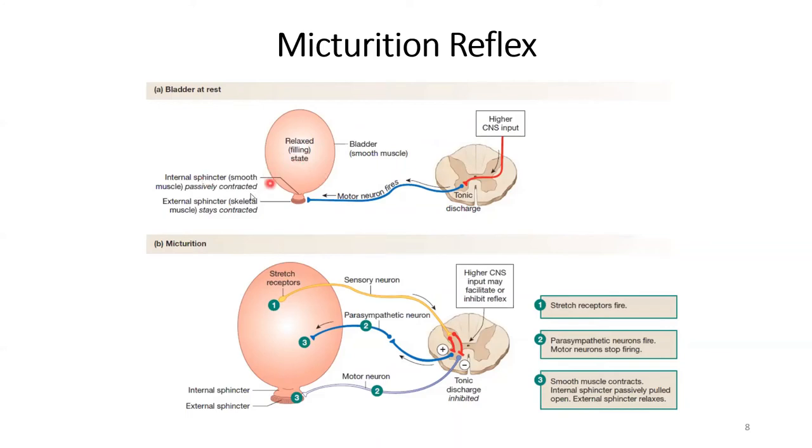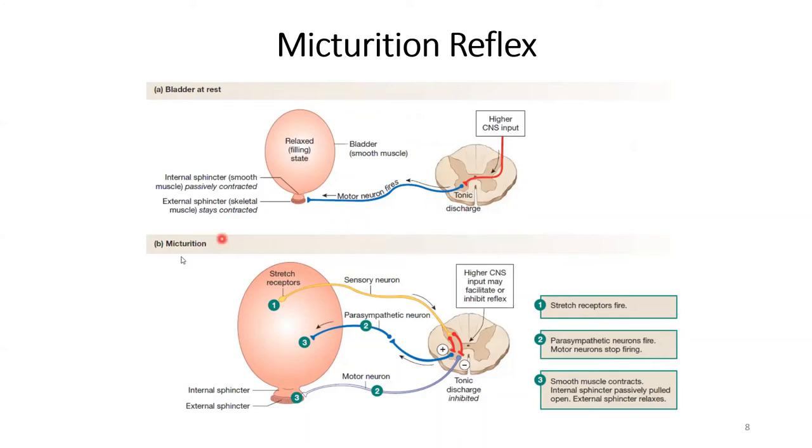The internal sphincter is contracted so that urine doesn't come out into the urethra, which will obviously trigger micturition. And the skeletal muscle, the external sphincter, is contracted tightly by motor neurons from the spinal cord. This is the pudendal nerve, and this is under direct control of the higher centers. Okay, so this is what happens when you don't feel any urge to go. You are not voiding.